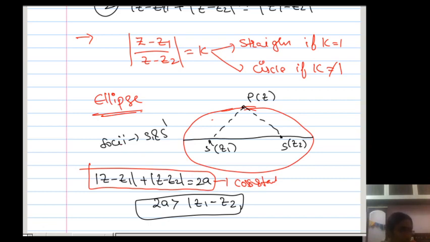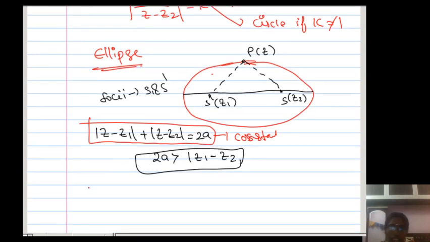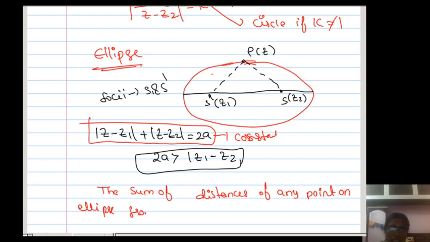So finally, what is our conclusion? The sum of the distances of any point on the ellipse from two fixed points, which are called foci, is constant, 2a.